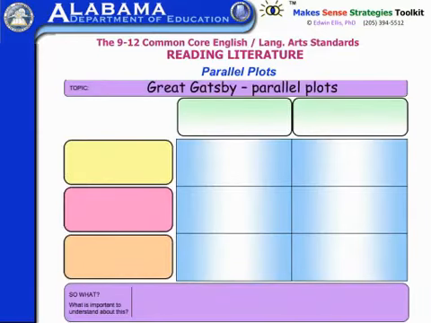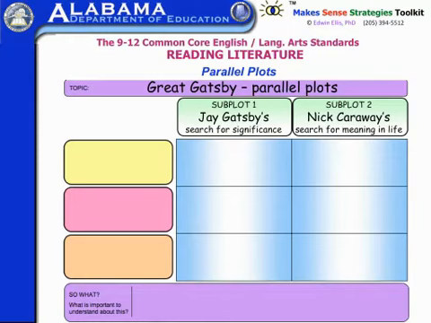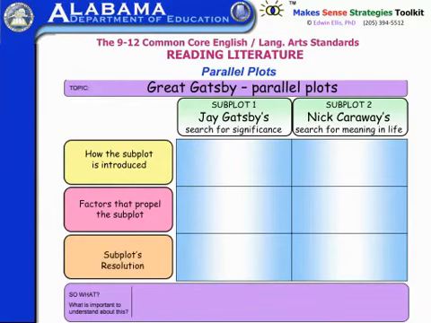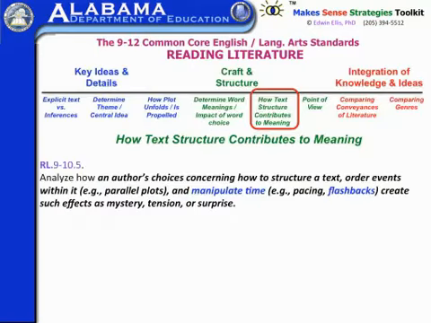So for an example, let's say we're doing Great Gatsby, and one of those subplots was Gatsby's search for significance, and a parallel subplot number 2 was Nick Carraway's search for the meaning in life. The dimensions of comparison might be how the subplot is introduced, factors that propel the subplot, and what was the subplot's resolution, and then so what at the bottom. Setting up this matrix like this makes how you address these parallel subplots much more clear to students as you're working through these.